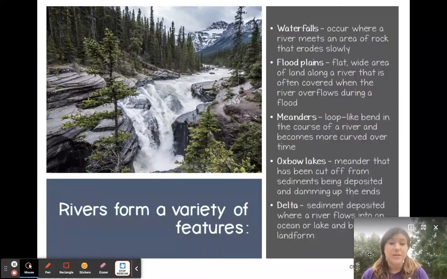They come up a lot in this unit. Deltas occur at the mouth of a river when it flows into an ocean or a lake. That water is moving and all of a sudden it comes to a stop. So it loses energy and it drops all of the sediment that it's been carrying right at the mouth of that river. So you end up with a triangle shape of sand and silt and stuff that has been dropped right in the mouth of that river.